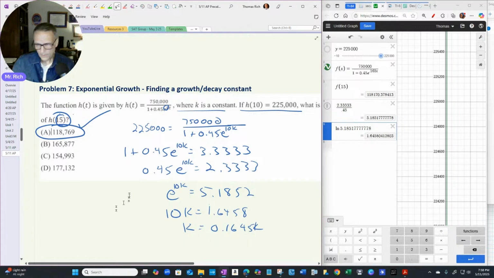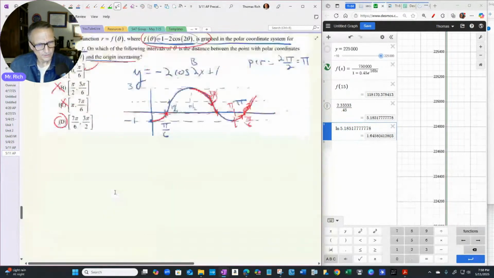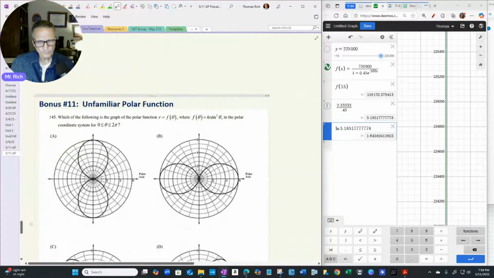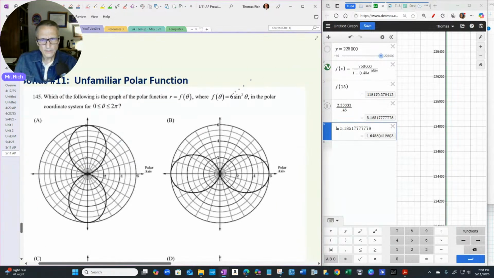All right. Just a few minutes left. I'll show you what the other questions were. You may see an unfamiliar polar function, one that makes you say, wait a minute, I don't think my teacher showed this to me, right? This is 6 sine squared theta.